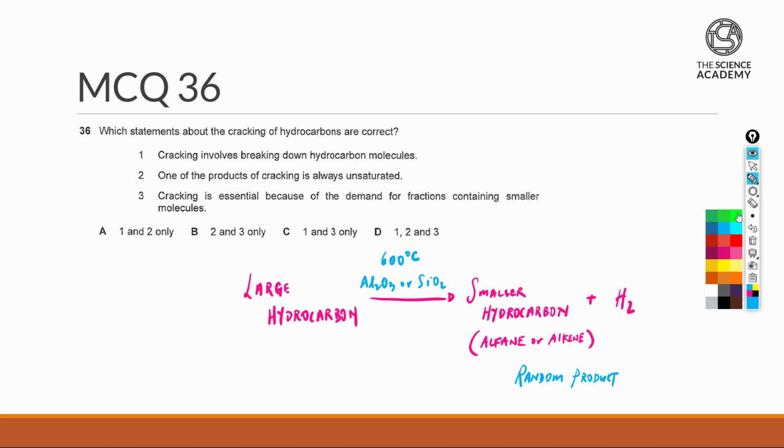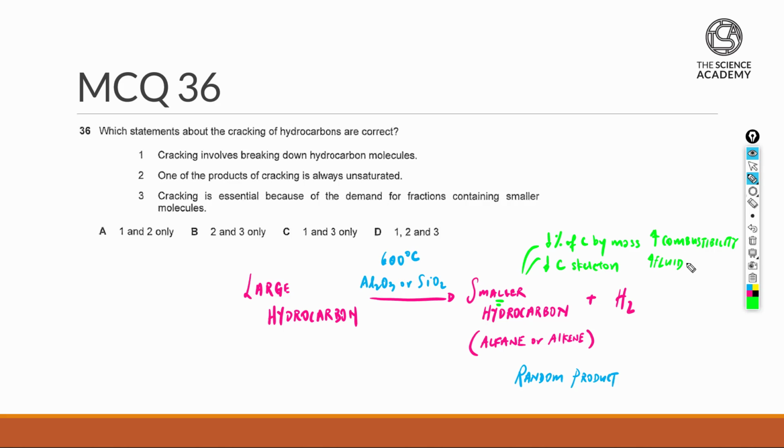But the main intention of this process is to give rise to smaller hydrocarbon that has a lower percentage of carbon by mass, and this greatly increases their combustibility. They are much better fuel. You also want to give rise to items that have a much shorter carbon skeleton. So that means they are actually much more fluid and less viscous. So it's actually easier to transport.